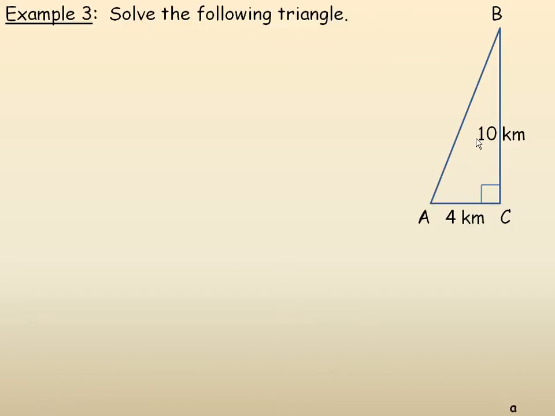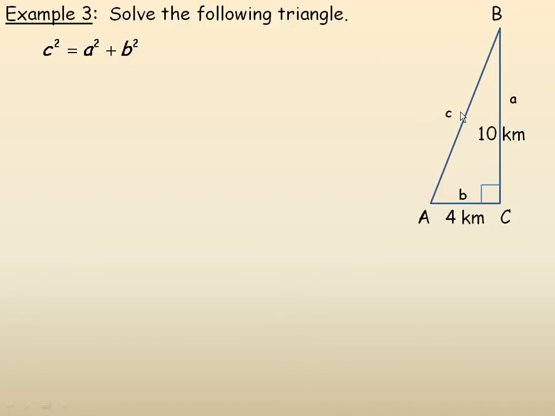Let's do a little labeling first, though. In triangles, we normally use capital letters for the angles. Now, if this is angle A, the side opposite is labeled with a lowercase a. This is angle B here, so the 4-kilometer side would be side lowercase b, and this is angle C, so we'll call the hypotenuse lowercase c.